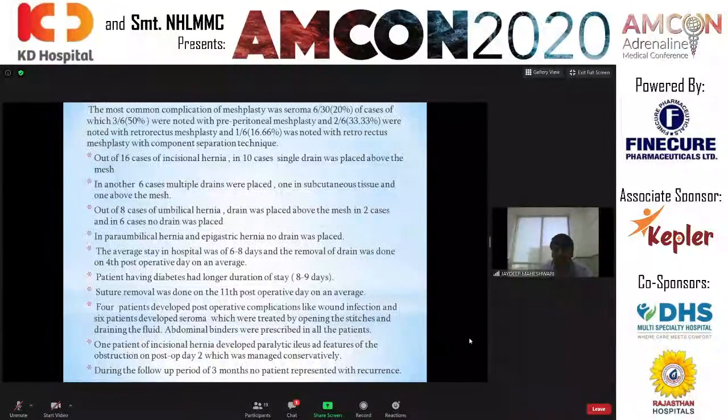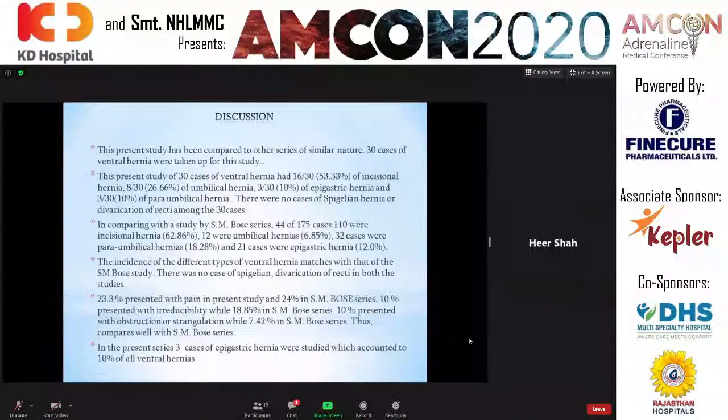And the average stay in the hospital was 6 to 8 days, and the removal of the drain was done on the first postoperative day on average. And patients having diabetes had a longer duration of stay, 8 to 9 days, and suture removal was done on the 11th postoperative day on average. Next slide, please. Time's up. Please wrap up. Conclusion.